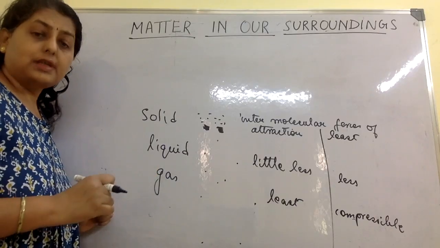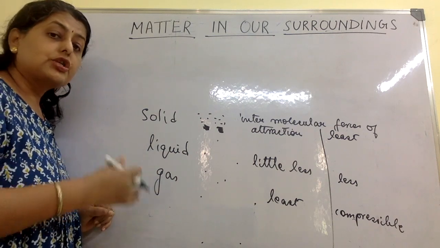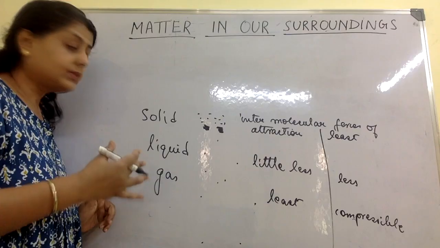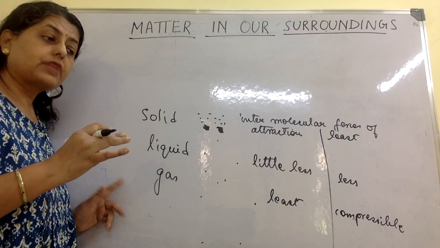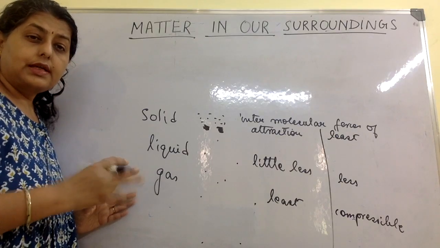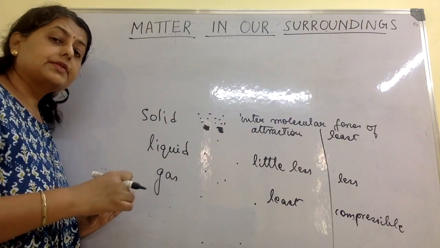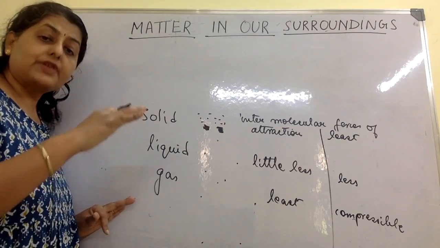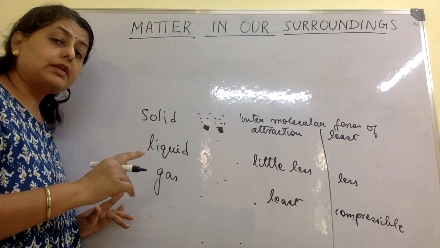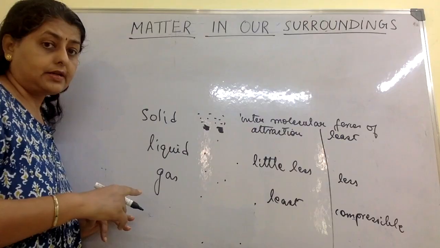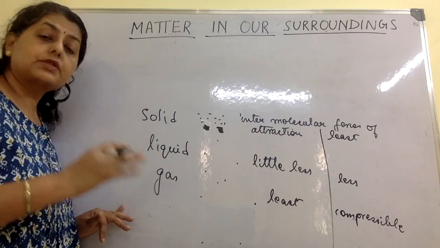Then let's come to another thing, that is, what is the volume of a solid. Solids have a very rigid structure. It will not change its volume. Liquids also have a fixed volume, but they will take the shape of the container. Gases don't have a fixed volume. If they get more space, they will spread out more.